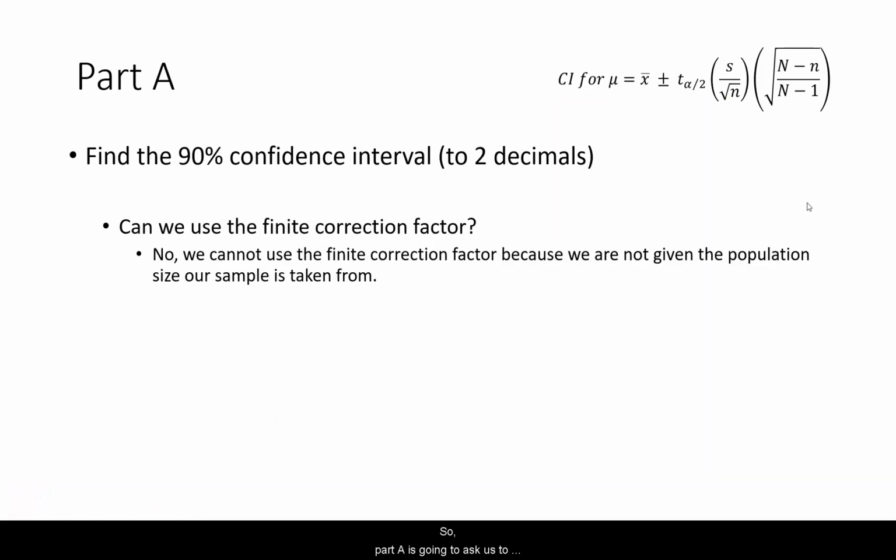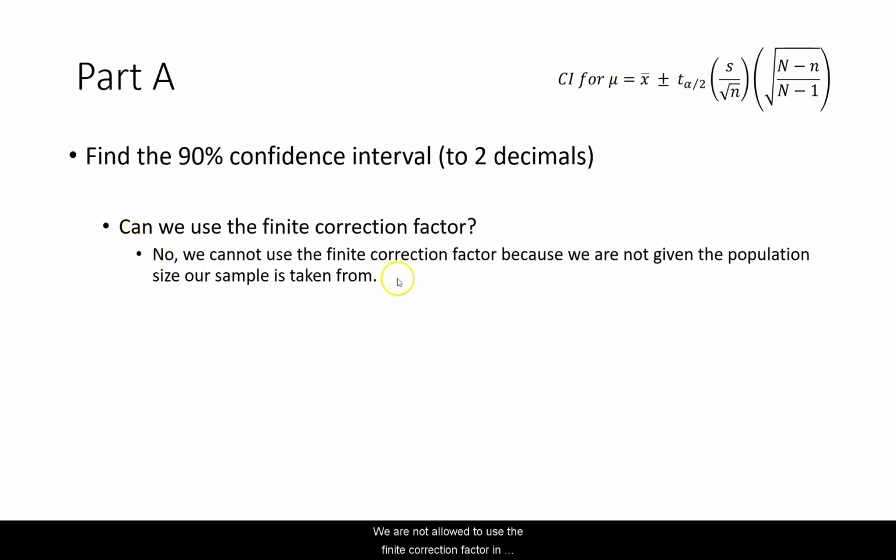So part A is going to ask us to find the 90% confidence interval for our data. I have the formula that we're going to be using up here in the corner. It'll be there on the next slide too in case you need to refer to it. The formula that we're going to be using is x bar plus or minus the t-score of alpha divided by 2 times s, which is our sample standard deviation, divided by the square root of little n, which is our sample size, times the finite correction factor if it's appropriate for the situation, which is the square root of capital N, our population size, minus little n, our sample size, divided by our population size minus 1.